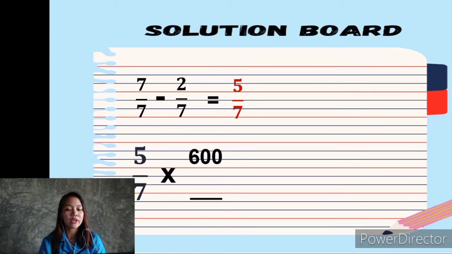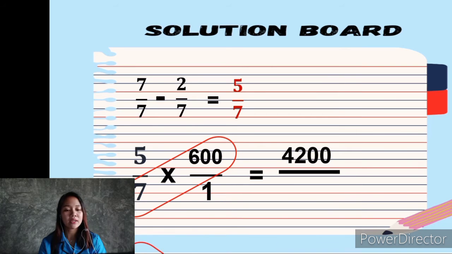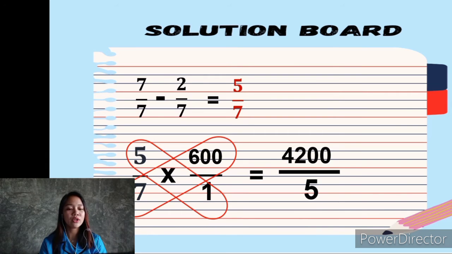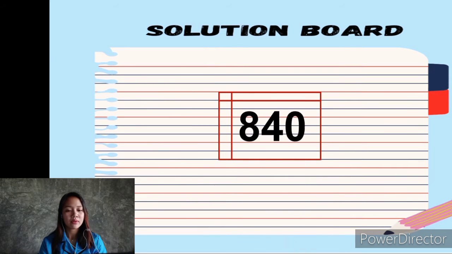So, maglalagay tayo ulit ng invisible 1. So, 600/1. Then, we cross-multiply the 7 and 600. 7 times 600 is equals to 4,200. Then, 5 times 1 is equals to 5. So, hindi pa yun yung sagot. Kailangan nating i-divide yung 4,200 sa 5. So, 4,200 divided by 5 is equal to 840. And that is the final answer.